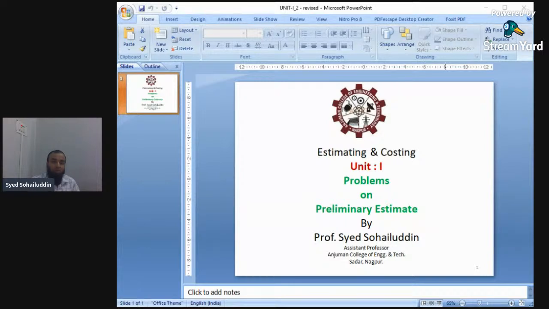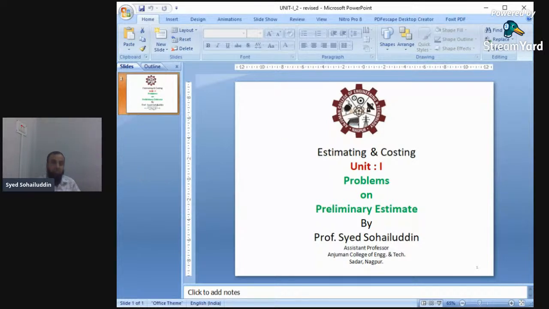So from today onwards, we have already started unit number 1, that is approximate estimates and various contents related with the approximate estimates. From today onwards, we will go a little bit deeper into unit number 1, that is the preliminary estimates. As we have seen in the last lecture about the preliminary estimates, there were 5 methods of preliminary estimates, as we have already discussed.